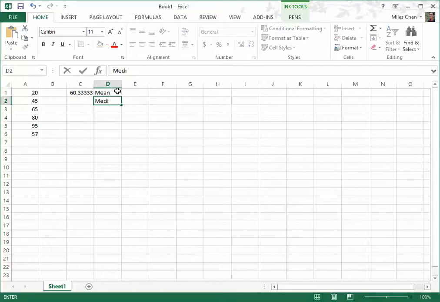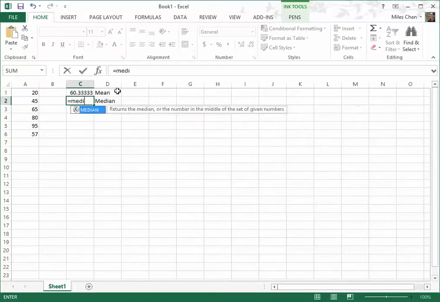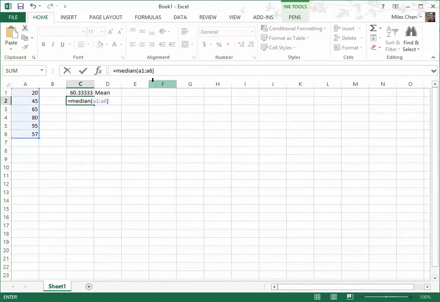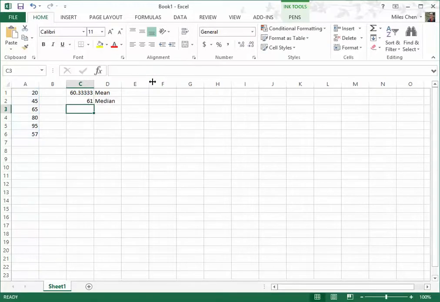Let's say you want the median. You're going to do the same type of thing, except you type in equals median parentheses. And what do we want? We want A1 through A6. This time I typed it, but you can highlight it with your mouse. A1 through A6, same thing, right? I want the same 6 numbers in there. A1 colon A6.